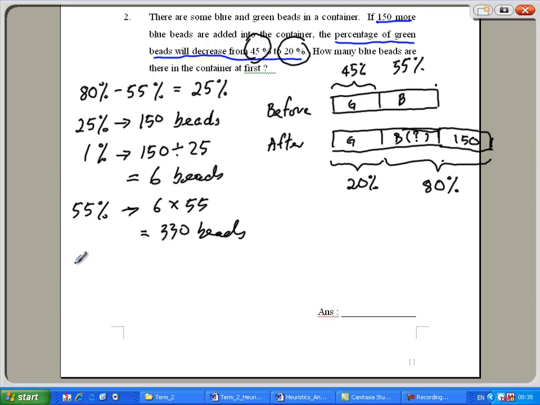How many beads were there at first? How many blue beads were there at first? There were 330 blue beads at first.